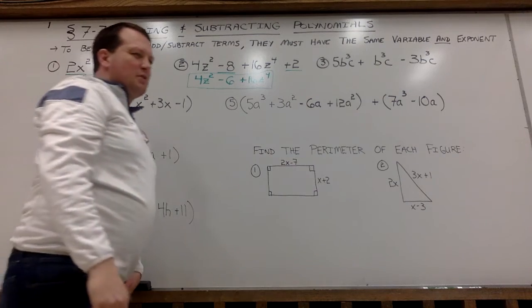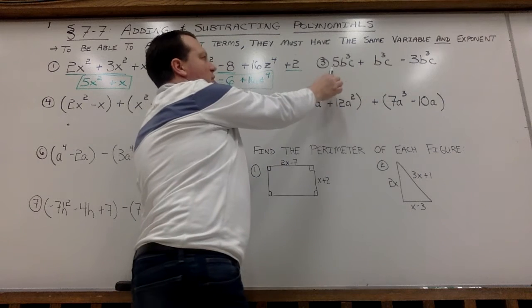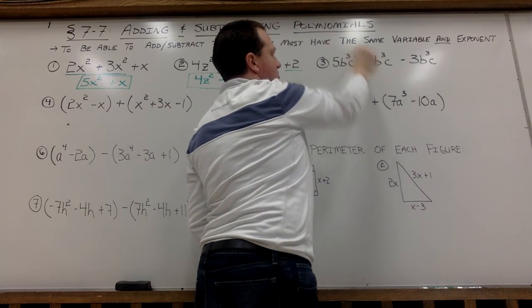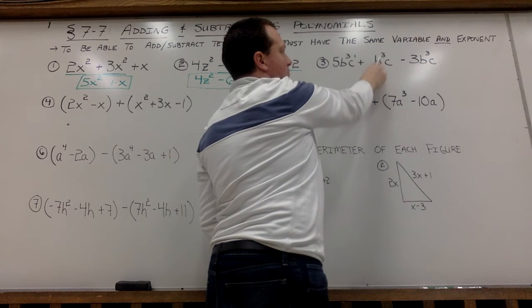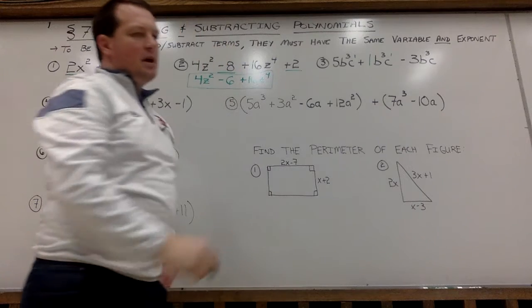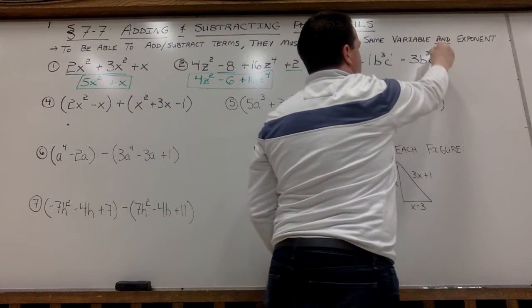Example 3 is a little goofy. There's one like this on your assignment, so I thought I'd talk about it. Notice I start with a 5, b to the third, c, which is c to the first. Then I have a single b to the third, c to the first. So that's like I have one of them. And then I'm going to subtract 3 b to the third, c's to the first.